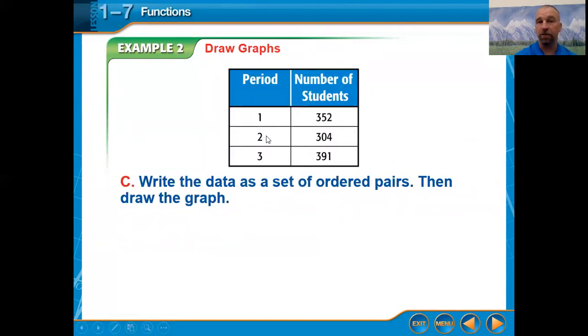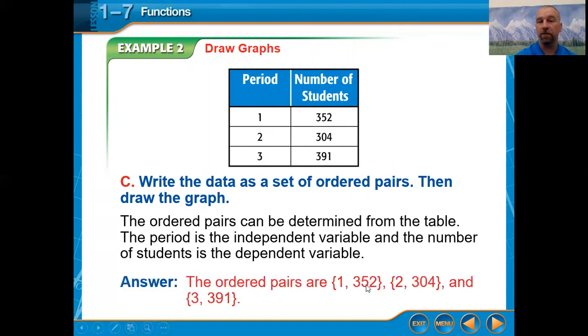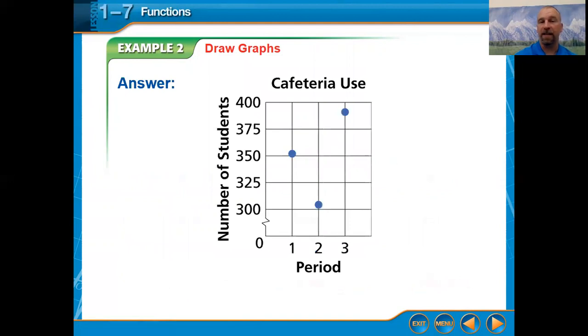Ordered pairs, just make them into x, y coordinates. And then we'll graph them. So here are my ordered pairs. These really should be in parentheses, not braces. And then the graph looks like that. Okay, a vertical line only touches each blue dot one time, does not repeat.